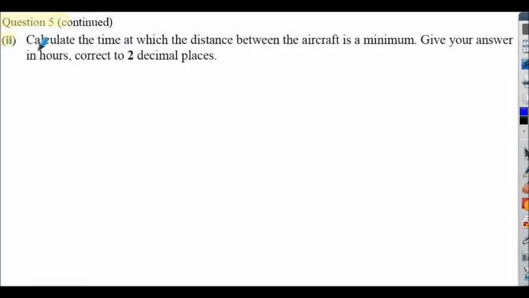Question 5, part 2. To calculate the time at which the distance between the aircraft is a minimum, give an answer to 2 decimal places. This involves differentiation of the formula from part 1, which is a function of a function. Solution shown on the following slide.